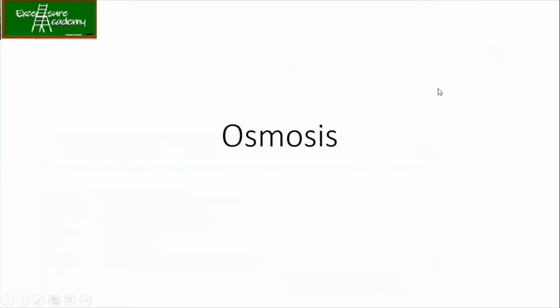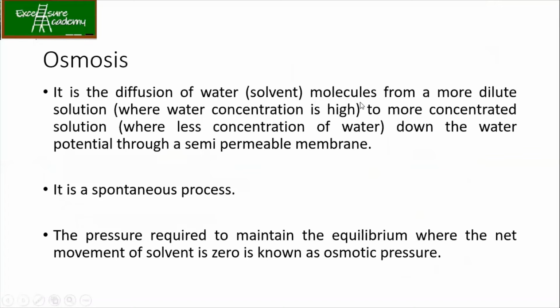Okay, so first let's start with osmosis. So what is osmosis? Simple. It is the diffusion of water molecules from a more dilute solution to a more concentrated solution. Okay? That is, high solute to low solute, and if we say it in terms of water, then from where there is high water concentration to low concentration of water. Okay. So it is a spontaneous process. Whenever such a gradient is formed, it will move from high to low.